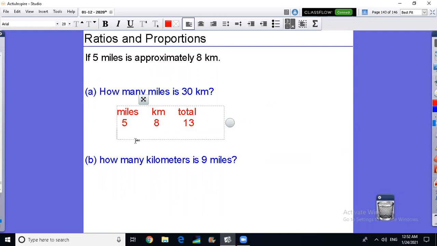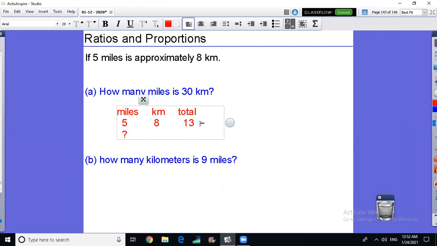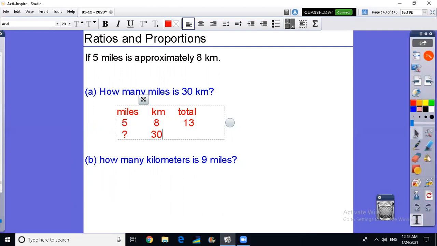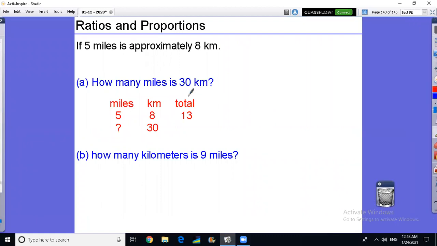All right, what about the third line, mister? The third line here, let's see. It says how many miles? Okay, so the question mark is on the miles. Is 30 kilometers. Okay, here is the 30 kilometers, mister. What about the total? Oh, mister, what about the total? I cannot find it. Come on, you still don't notice this. It is not important. You don't need it. You just have to ignore it.